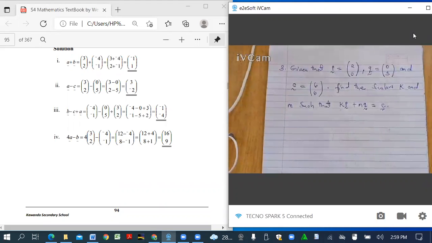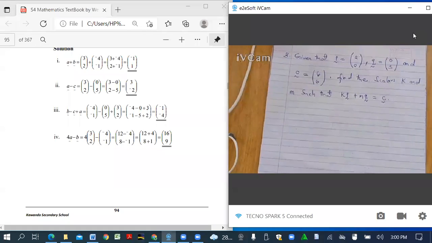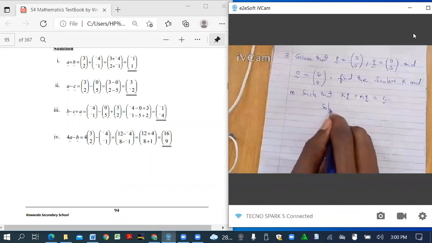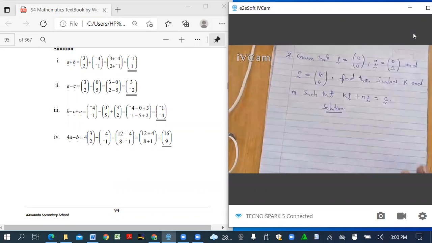Have you seen that question, members? Yes. So when you look at this question and the previous one, are they the same? Yes. So in this case, how many scalars do we have? We have two scalars, K and M. Now they want us to find those two scalars. Let's see, how do we find them? Solution. Let's go to the solution.